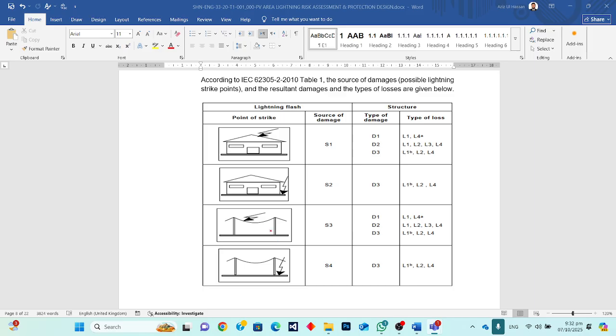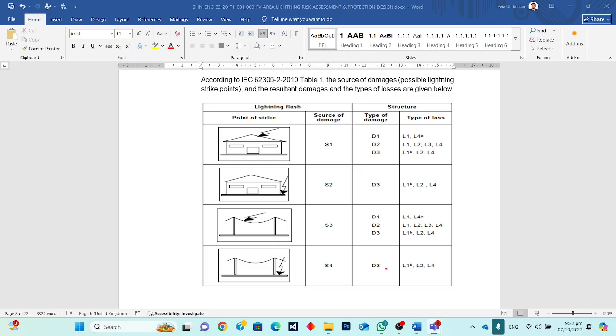The third case is where the lightning flash strikes the actual transmission line. This is called S3, and the damages are the same, D2 and D3, with the same loss types. And the fourth one is the lightning flash striking near the transmission line, with the same D3, D4. So these are the four types.